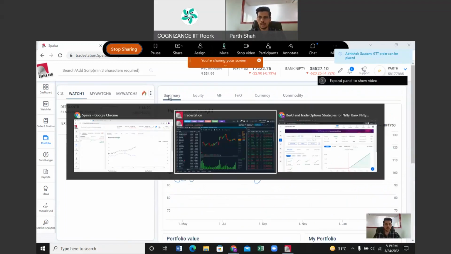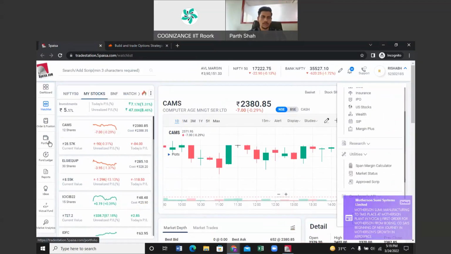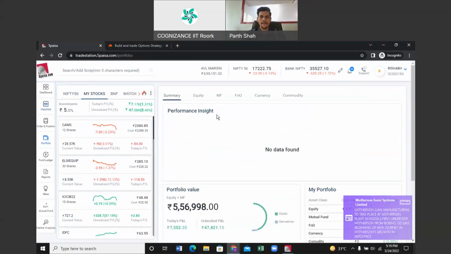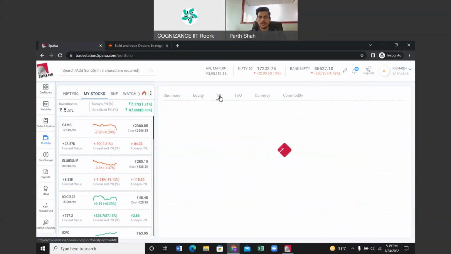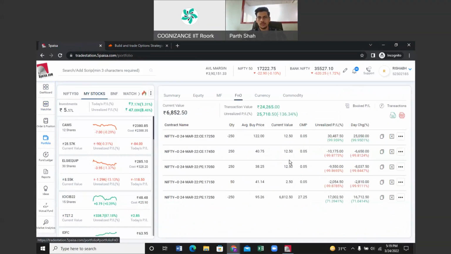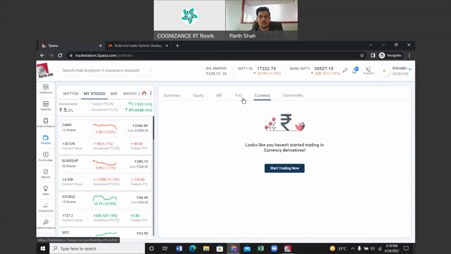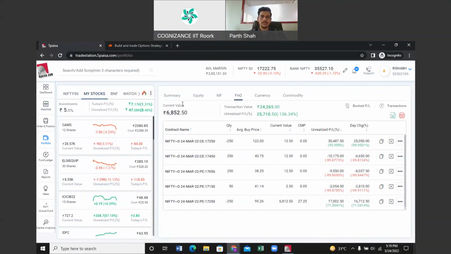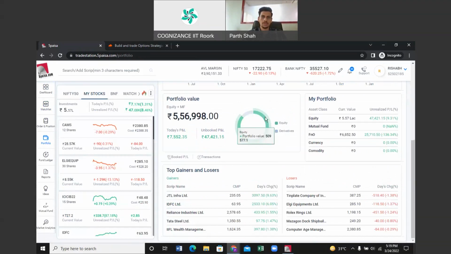So if I want to show you the same, say FNO, how it looks. So that's how you can see it for FNO. This was the position today, the transaction value. Everything is visible here, and you can visualize it on a pie chart as well.